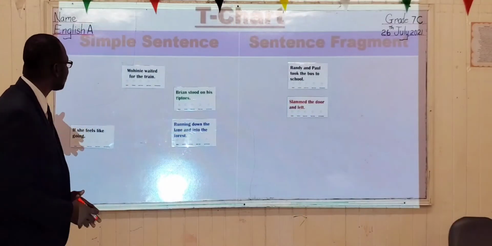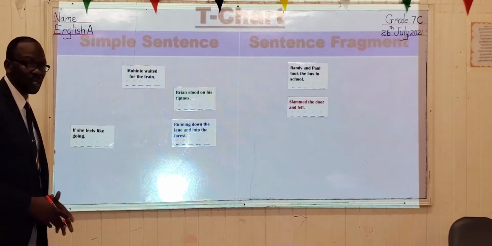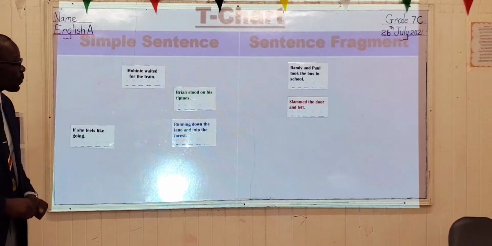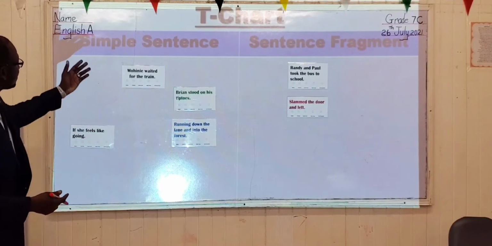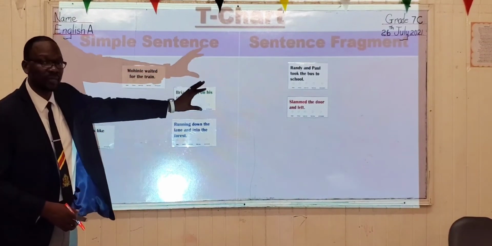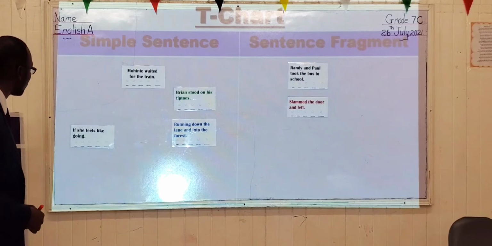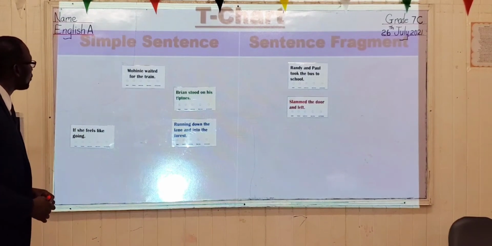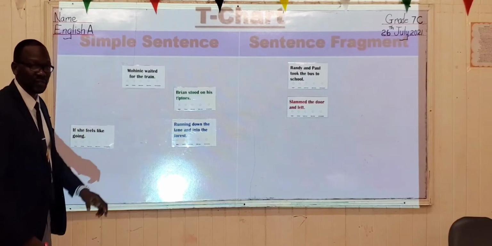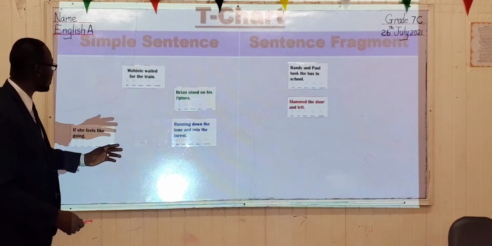Students, thank you for placing the cardboards under the respective columns on the T-chart. And so let's examine them to see if indeed these are simple sentences and if indeed those cardboard strips that were placed on this side are sentence fragments, okay? So the first one says, Mohini waited for the train. So is this a simple sentence or a sentence fragment? Well, we can examine it, can't we?